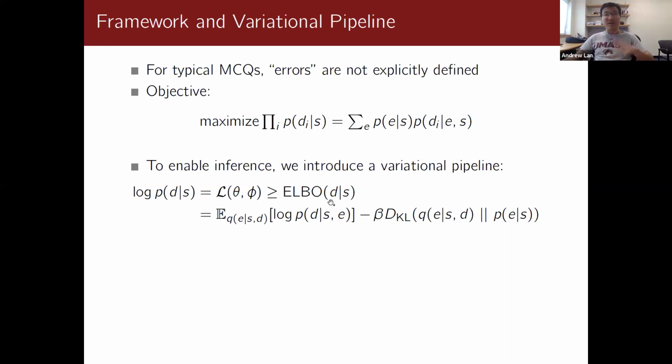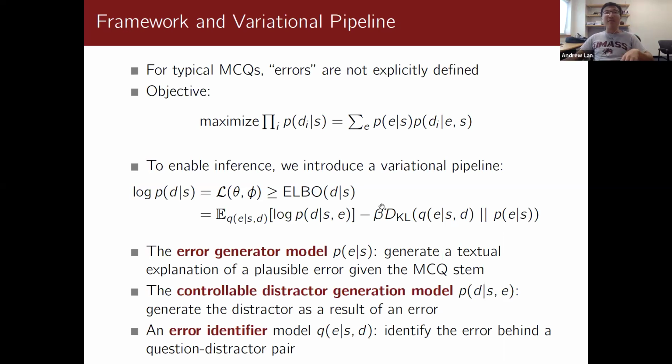So we introduce, which is quite natural for models with latent variables, a variational pipeline where we have a bunch of components. I'll explain all of these components later, but I just want to put the variational pipeline objective here. In this framework, we have three different model components, which is what we care about. After our training process, we want to be able to learn these three models.